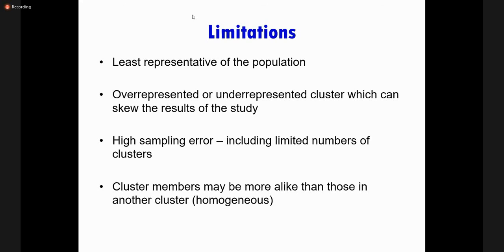So you will have more sampling error. Your sample will not be actually representative of the Sindh. So to have a better representation, you always have to have a good or larger number of clusters in your sample. And cluster members may be more alike than those in other clusters, homogeneous.